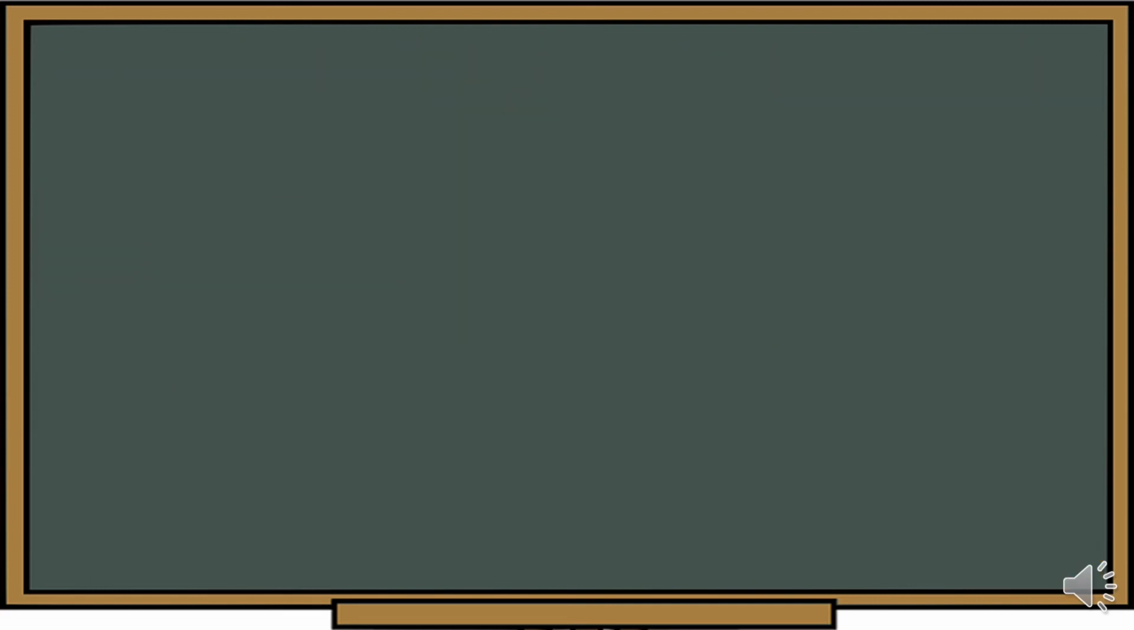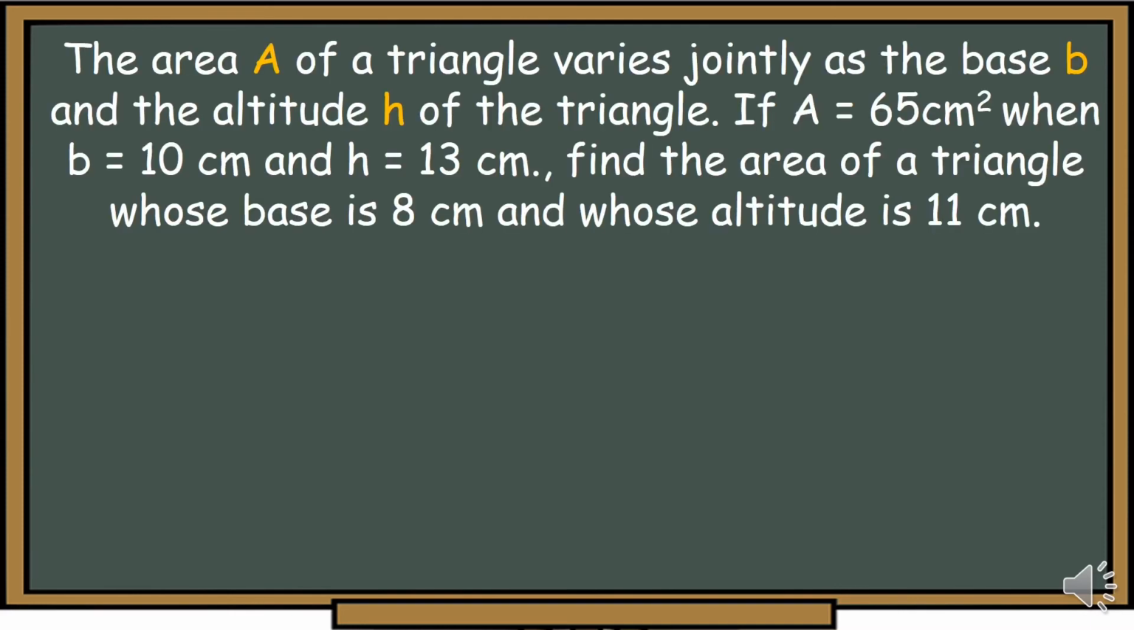Okay, let us apply those concepts in solving word problems. The area of a triangle varies jointly as the base and the altitude of the triangle. If A equals 65 centimeters squared when B is 10 centimeters and H is 13 centimeters, find the area of a triangle whose base is 8 centimeters and whose altitude is 11 centimeters.